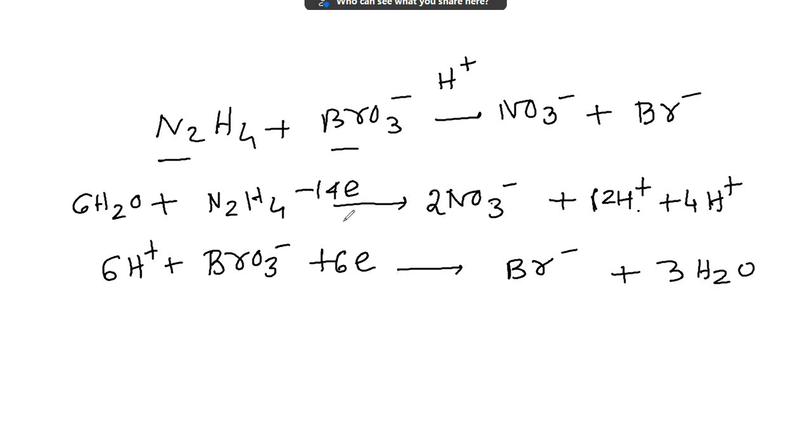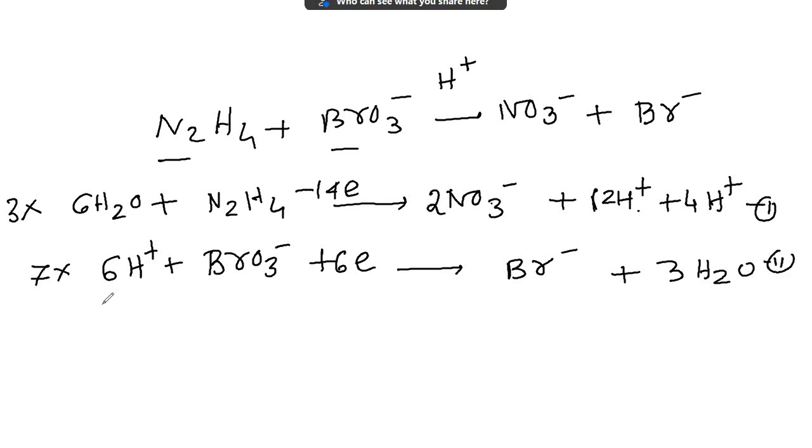Now you know, in a redox reaction the number of electrons accepted and rejected must be the same. How is it possible to make them equal? If 14 electrons are lost, 6 electrons are gained. So if I multiply this by 3, 42 electrons are lost. This I multiply by 7, 42 electrons are gained. So it makes 42 electrons lost and 42 electrons gained. After multiplying equations 1 and 2 by 3 and 7, let's see what we get.